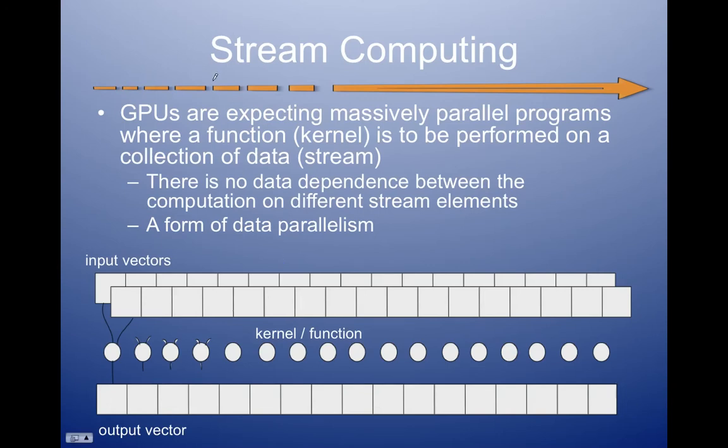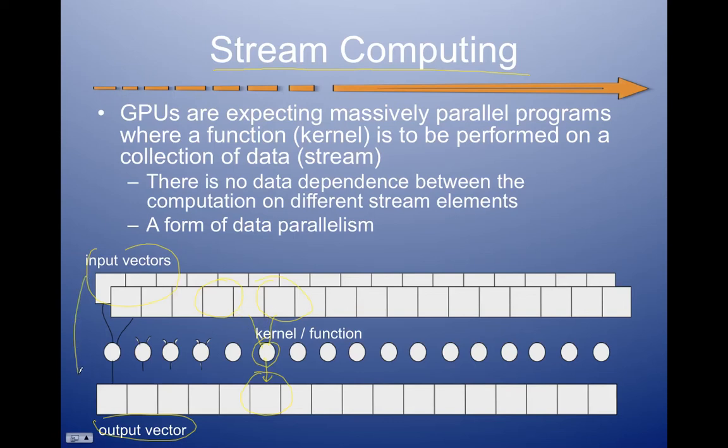So the architecture is based on stream computing. The idea behind this is that you have some input vectors with elements, and you do some independent computation to produce another output vector using some kernels or some functions that will be applied to the elements of the input vectors. So this way you get a massive parallel computation through this organization.